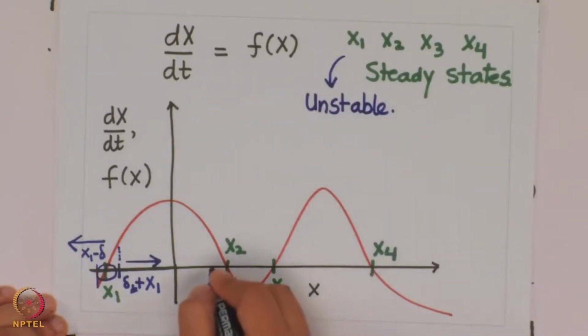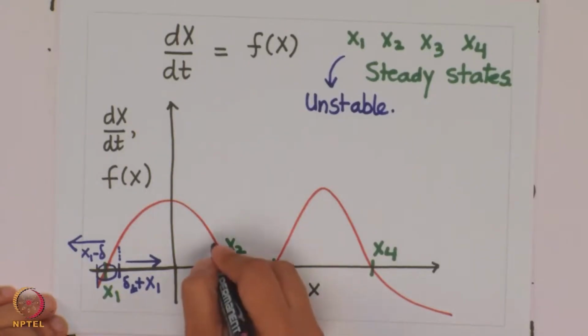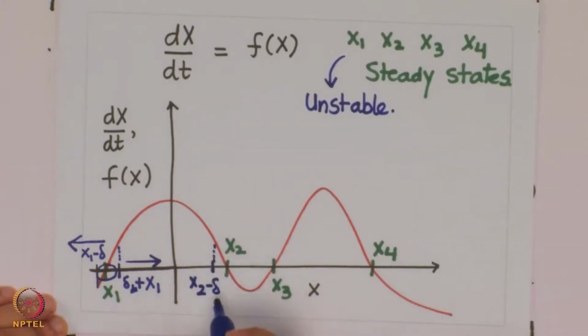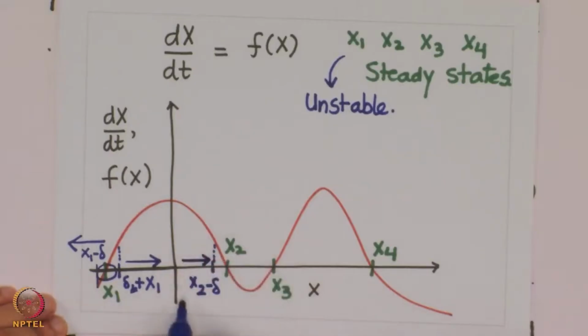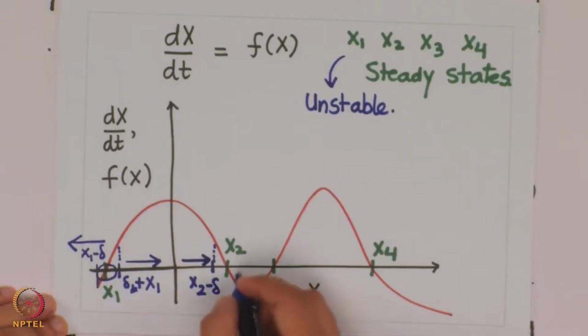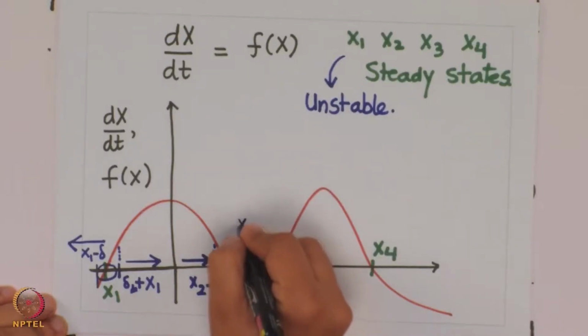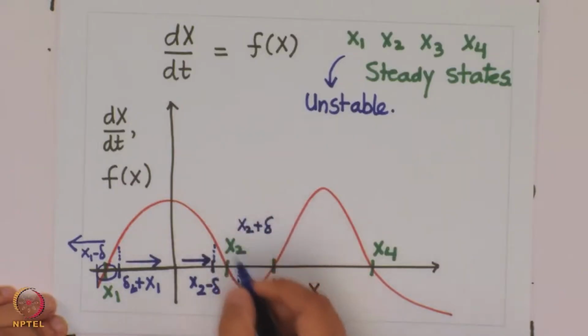What about x2? Let us have a disturbance here, which brings me to x2 minus delta, and the sign of dx by dt at this point is positive. Positive sign means that as t increases, x increases, and hence the system wants to move in this direction, which is towards x2. And on the other side, we introduce a disturbance which brings us to the point x2 plus delta, and the sign of dx by dt at x2 plus delta is negative, which means as t increases, x decreases, and the system wants to move in this direction.